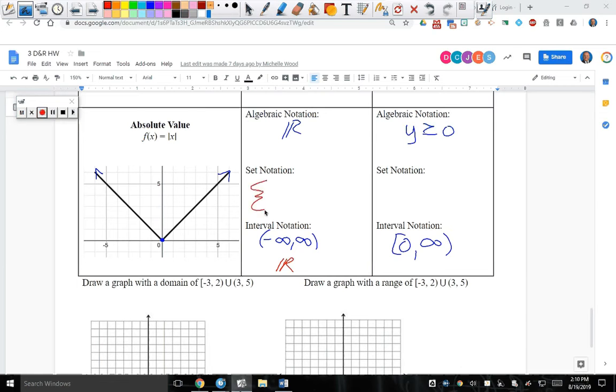The set of all x's such that x's are an element of all the real numbers. This means an element of. It looks like a C with a horizontal line through it. So an element of all the real numbers. And this is just the set of all y's such that what you wrote in algebraic form.